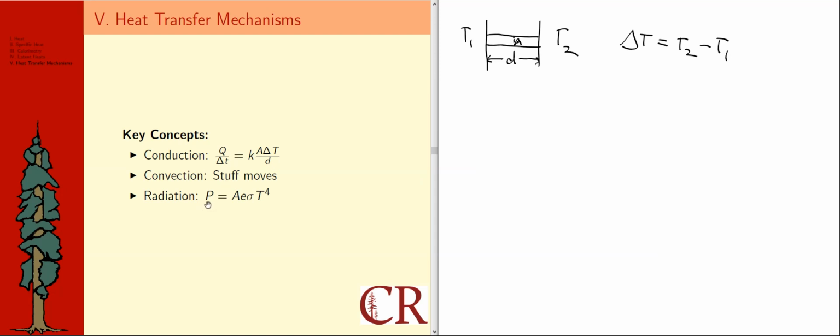And there is this equation here. This is an equation for the total amount of power emitted by an object through radiation as a function of its temperature. And it depends on the area. e is an emissivity constant, and this sigma is the Stefan-Boltzmann constant, because this is the Stefan-Boltzmann radiation law.